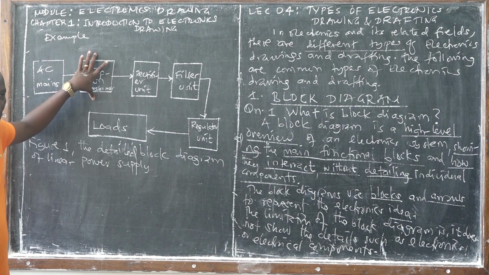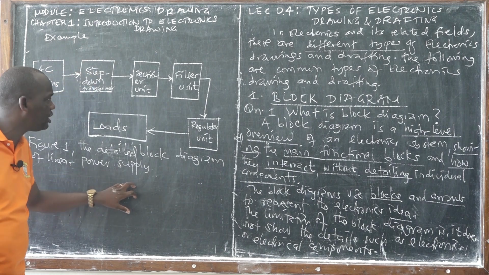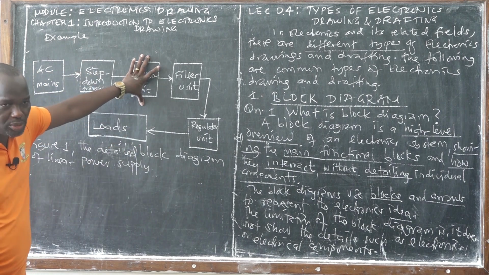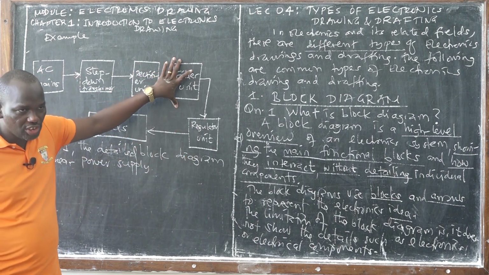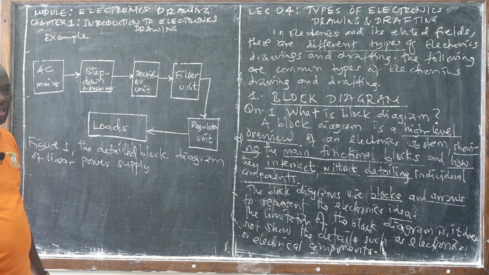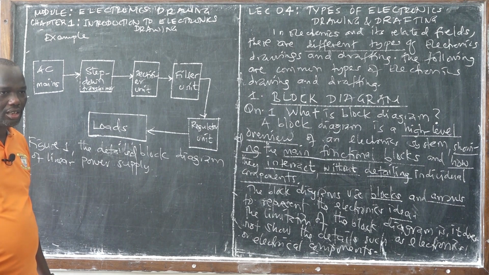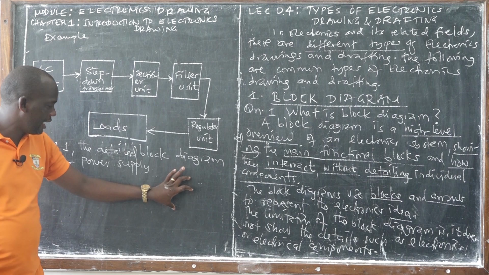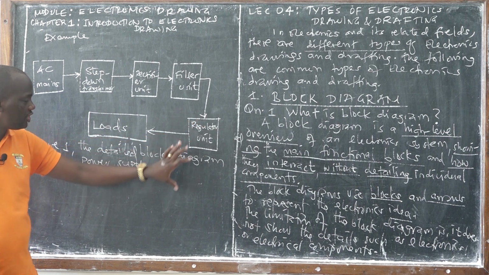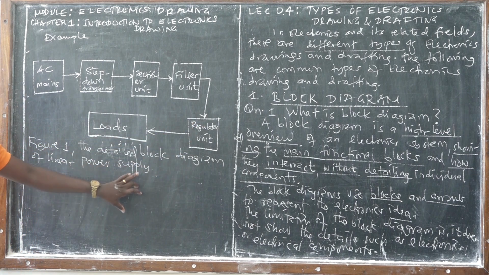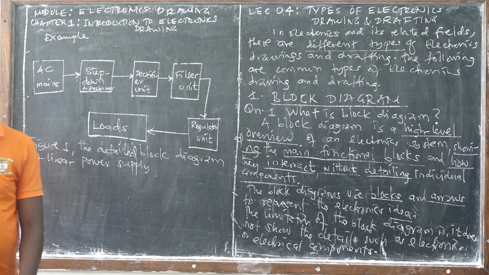This is the second subsystem of the linear power supply system. This is the third subsystem. This is the fourth subsystem. This is another subsystem, and this is another subsystem of the linear power supply system.